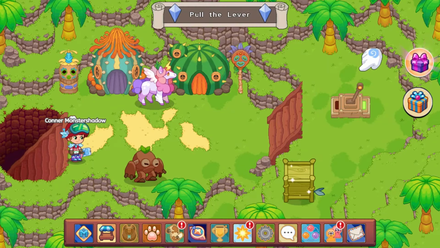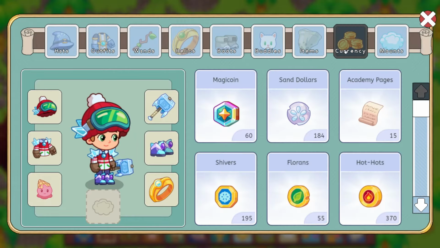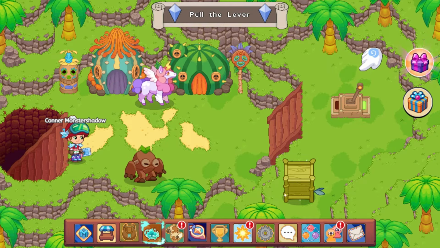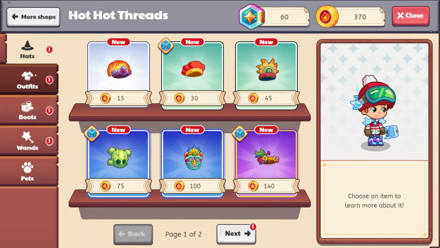And again, let's go ahead and take a look and see how many. Yeah, so we have 60 magic coin. I do want to save up to a pet that we can go ahead and grab that we can level all the way up. That'll be useful. I should have started off with that right when we began. I was a little bit frivolous with my spending. We have 370.